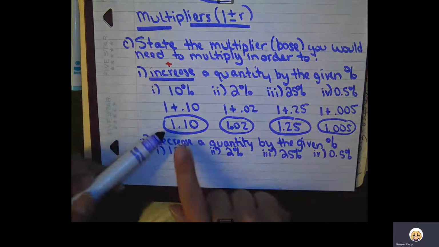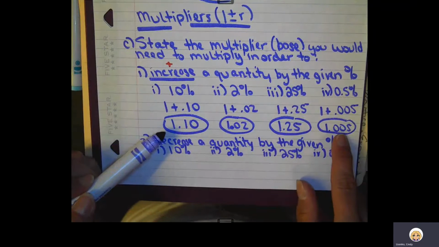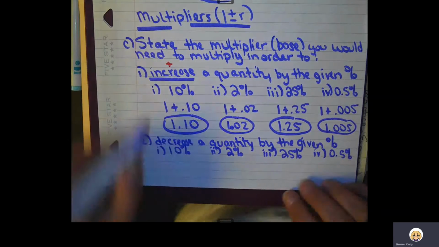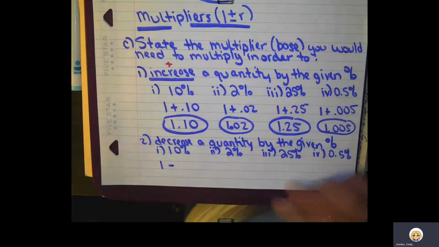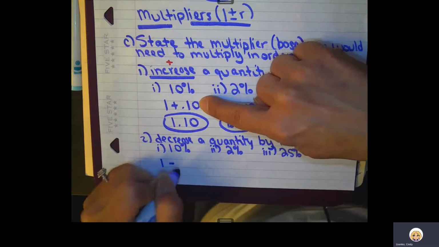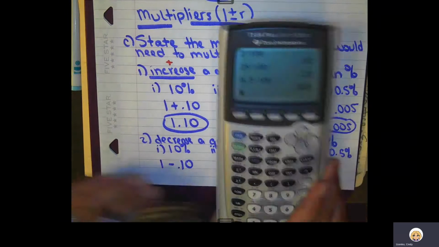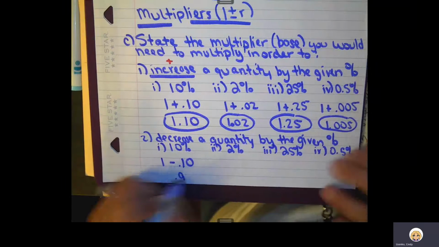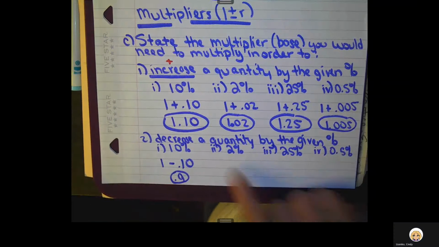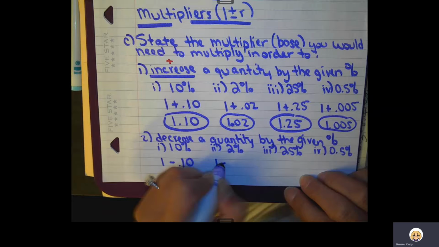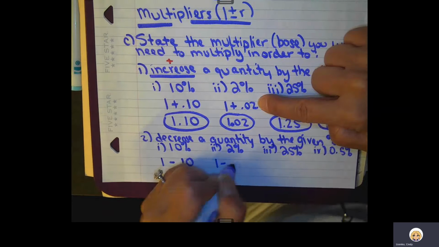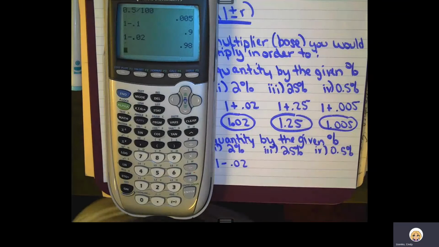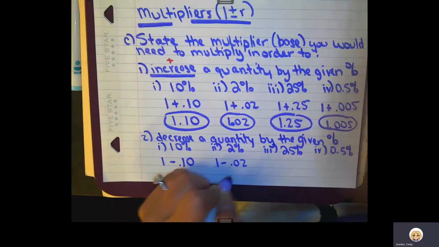So again, when you're increasing, notice the multiplier is always higher than 1. When we're decreasing, you're going to notice the number is always less than 1. So to find the multiplier, we're going to do 1 minus, this is a decimal, and we already figured that out. That's 0.10. Well, 1 minus 0.10 is 0.9. So that is our multiplier. To find the multiplier here, we're going to do 1 minus 2% as a decimal. We already did that as 0.02. If I subtract, always relying on my calculator so I don't make an error, that's 0.98. Notice always less than 1.